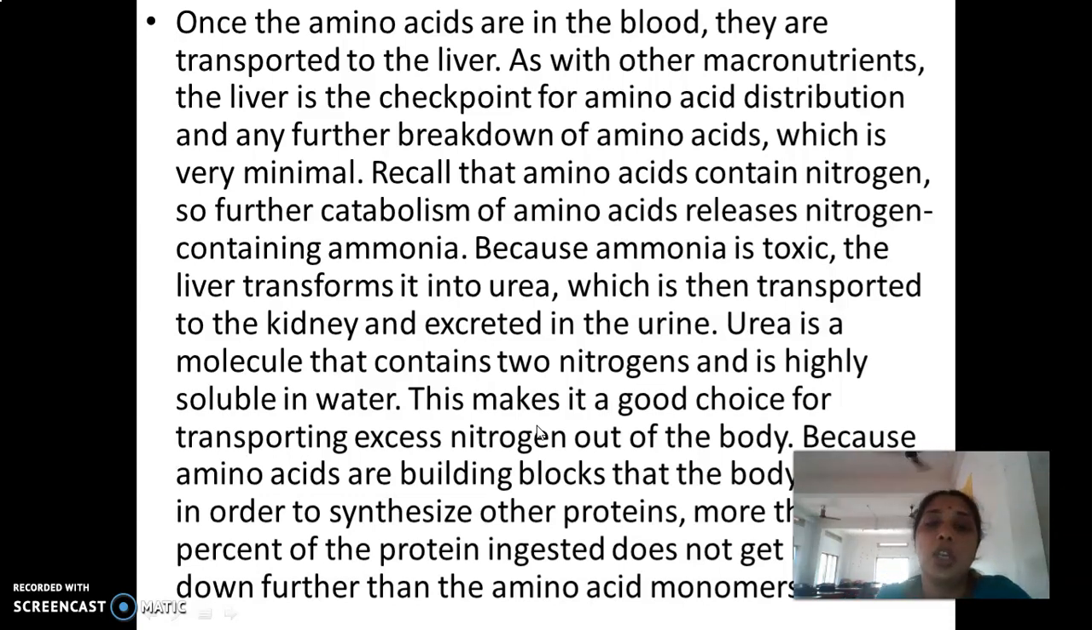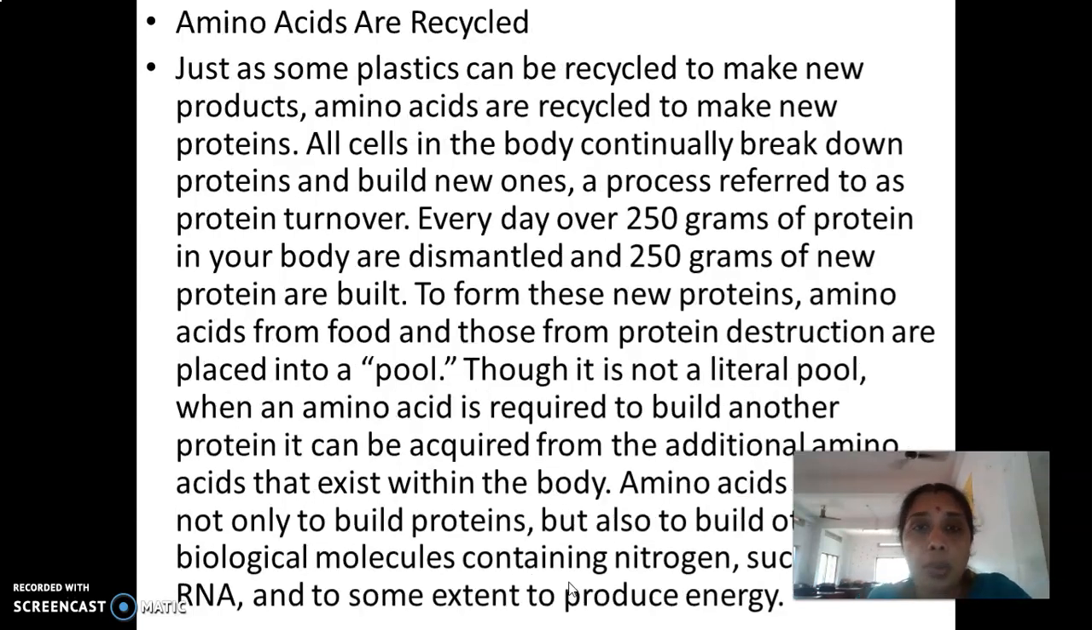Okay, so it's a good choice for transporting excess nitrogen out of the body, and amino acids are the building blocks that the body reserves in order to synthesize other proteins. More than 90% of the protein taken into the body through the diet is not broken down further into amino acid monomers. Instead, they will be recycled and utilized for protein biosynthesis. Like the reuse of plastics, amino acids will be recycled in the body, in the liver, to synthesize proteins.